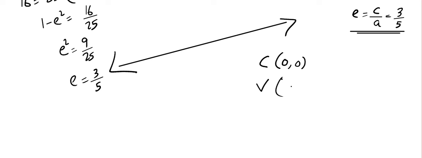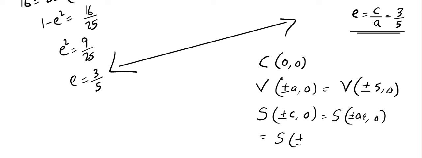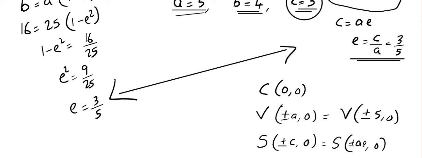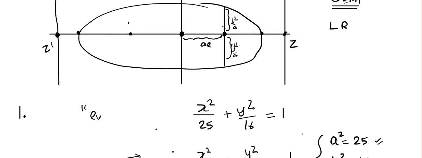The vertices, both the vertices, I am going to write together, plus or minus A, 0, and that will be plus or minus 5 comma 0. And the foci, if you want, you can learn like plus or minus C comma 0, or if you want, you can learn like plus or minus AE, 0. That's your personal choice, but the answer will be plus or minus, what is my C value, 3 comma 0. And that's the end of coordinates.